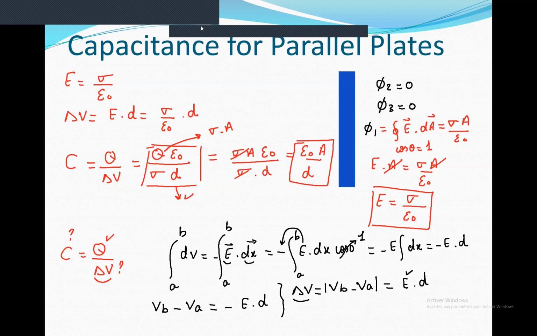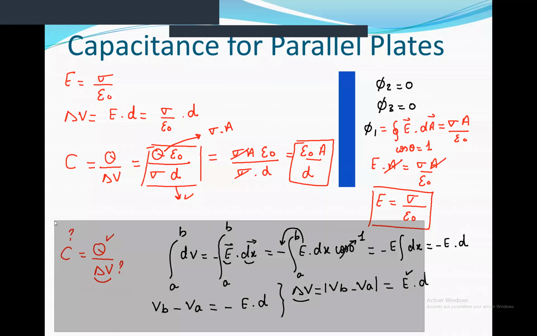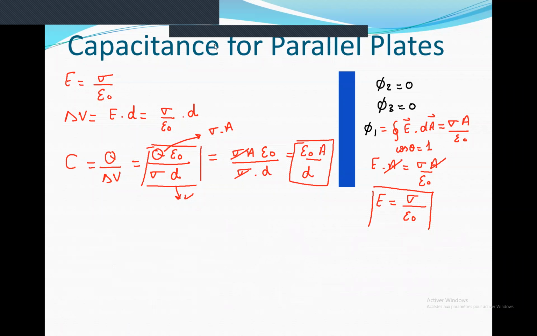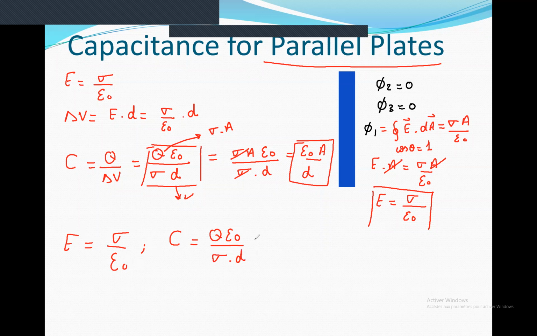So we can write finally as conclusion, in the case of parallel plates, first point, E equals sigma divided by epsilon. Second point, C equals Q epsilon divided by sigma d, or we can say equals epsilon A divided by d.